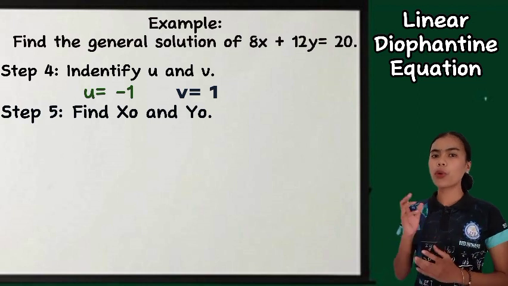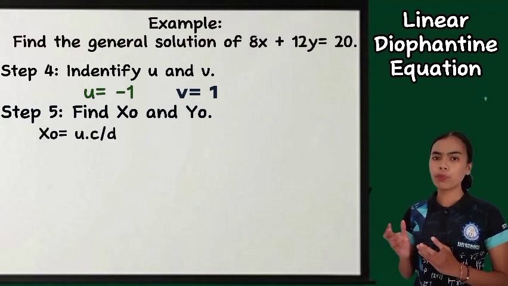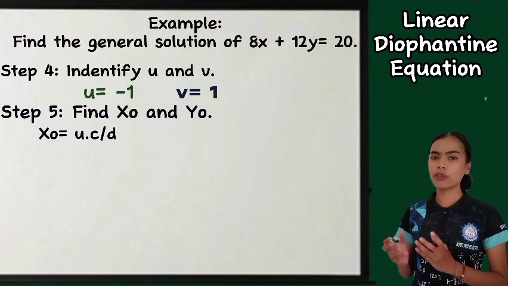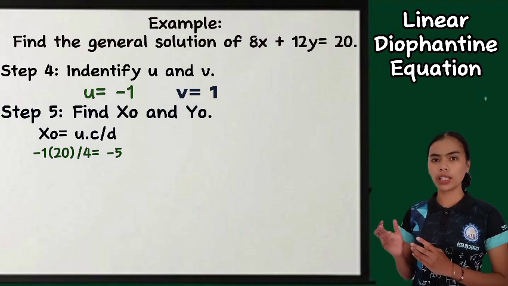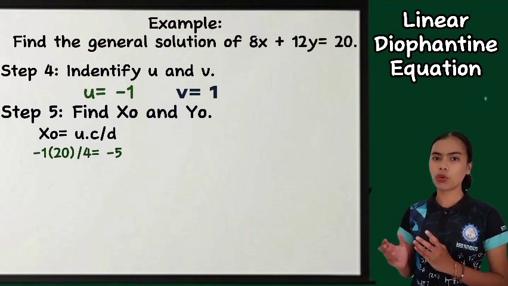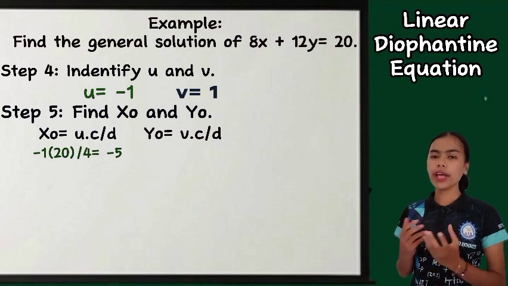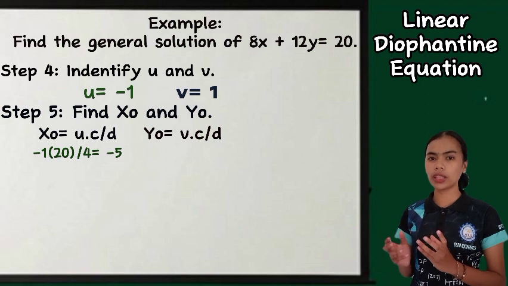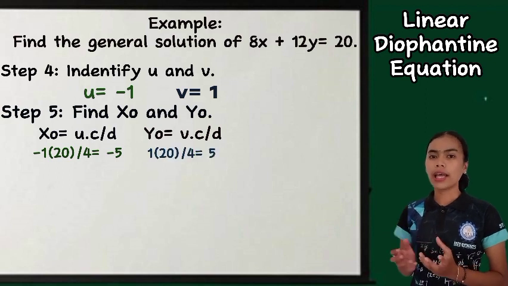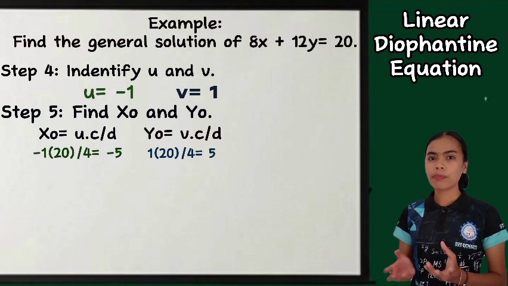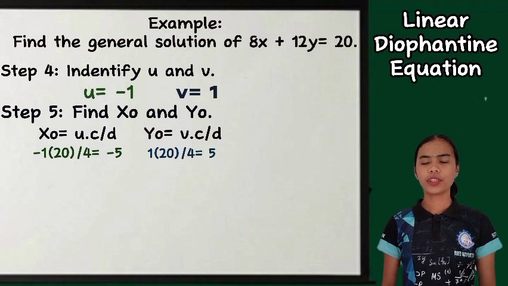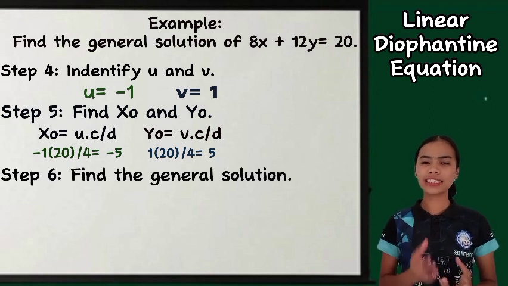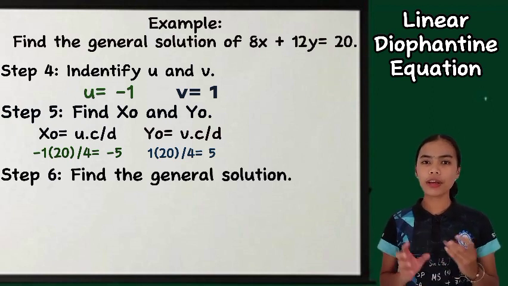By finding our x sub o, we will multiply our u by our c, which is an integer, divided by our d. So our u is negative 1 multiplied by our c, which is 20, divided by our GCD, which is 4, is equal to negative 5. Now in finding our y sub o, v is multiplied by our c, which is 20, and our v is positive 1, divided by our GCD, which is 4, and then we arrive at the answer positive 5.